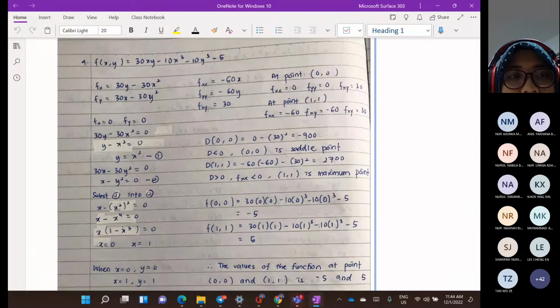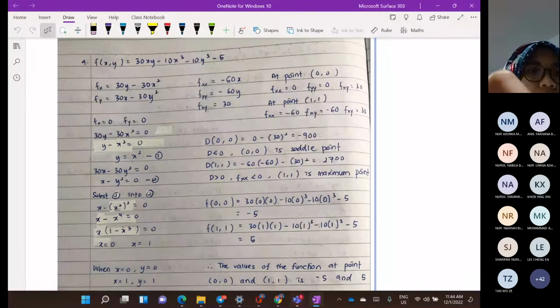Nombor 4 ni, step pertama dia cari f sub x dan f sub y. So, dia dah cari kat sini. F sub x ialah 30y minus 30x squared. F sub y ialah 30x minus 30y squared. So, step kedua pula ialah f sub x equal to 0 and f sub y equal to 0. And then dekat sini, dia simplifykan and then dia dapat y equal to x squared. So, ni equation pertama.